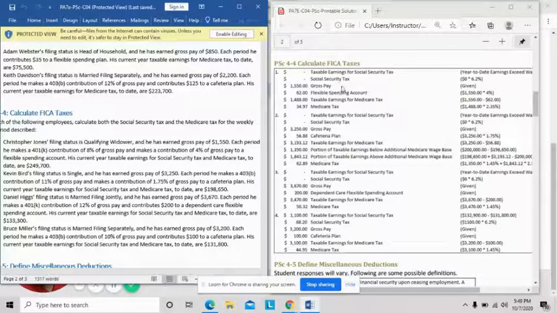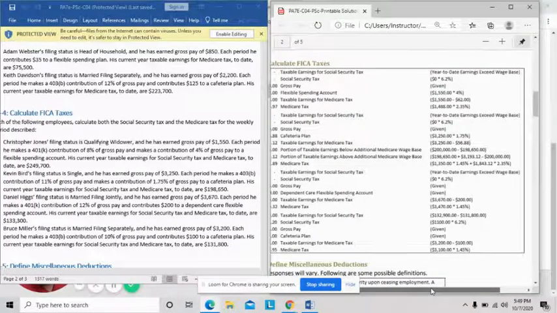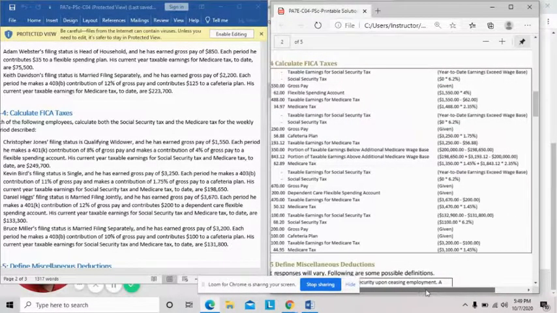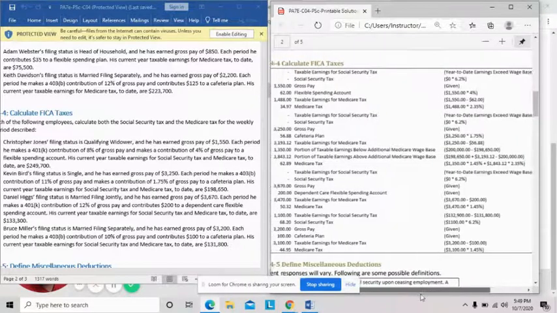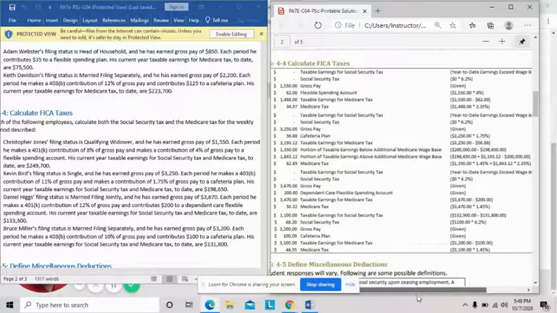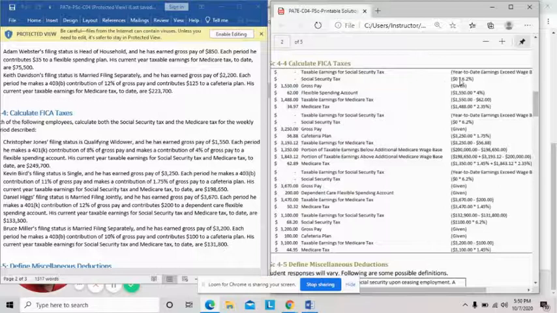So find the tax. You go to here, taxable earnings for Social Security tax, not listed. The reason for that is year-to-date earnings exceeds the wage base, which is $249,700. Social Security tax is also zero, since that taxable earnings base multiplied by 6.2% is still zero.